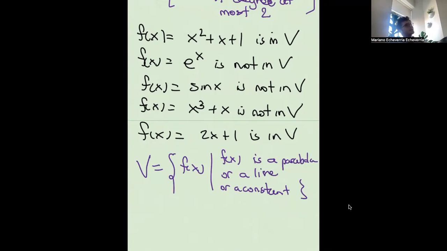Okay, so the question now is, maybe you have thought about that before: if you have two parabolas and you add them together, do you get a parabola? Or if you add two lines together, do you get a line? Or what if you add a parabola with a line, do you get a parabola or something else? So what I'm going to show you now is that this space is actually a vector space. Adding two polynomials of degree at most 2 gives a new polynomial of degree at most 2.